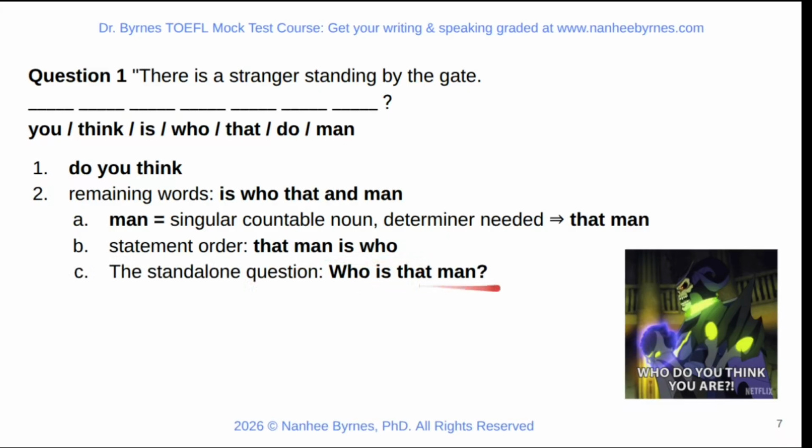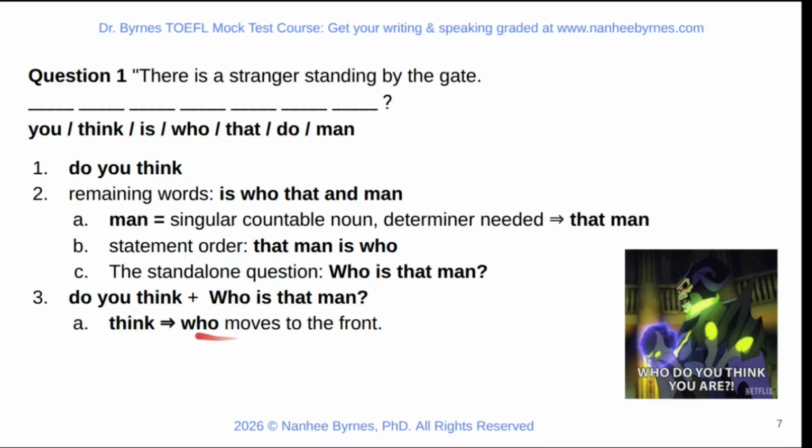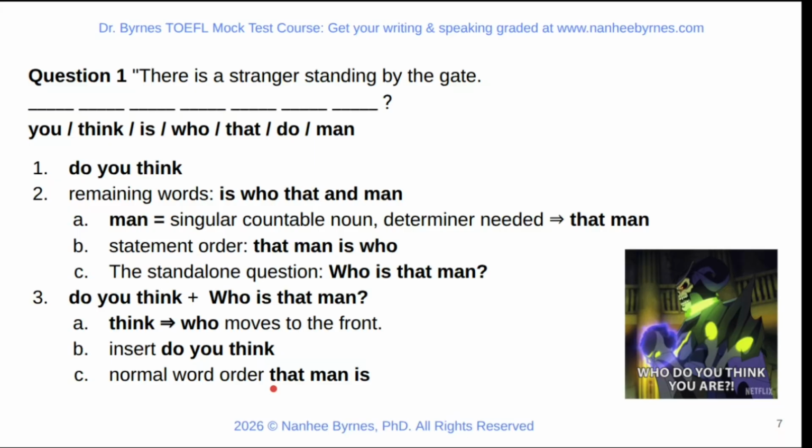Now we merge do you think and who is that man. For that, we follow a specific order. Because of think, the interrogative, who moves to the very front. Next, we insert the main question, do you think? Finally, we use normal word order for the rest, subject followed by verb, giving us that man is. Put it all together and we have, who do you think that man is?